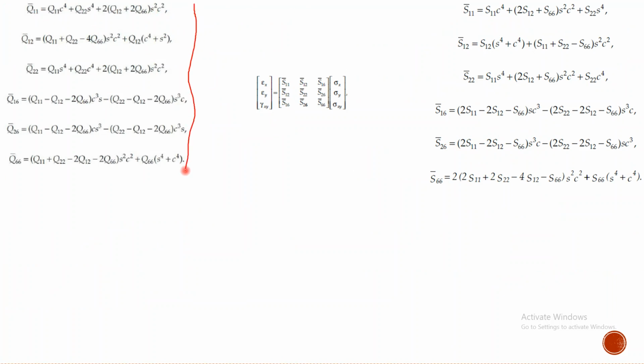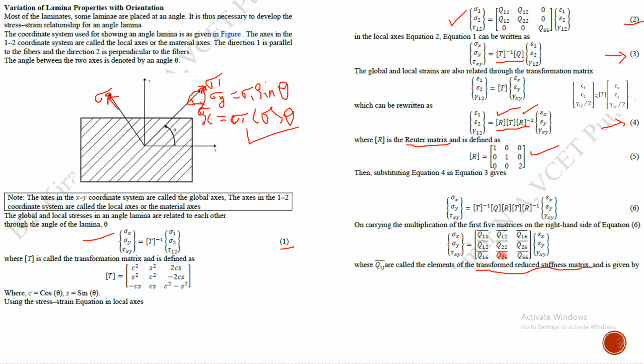bar, which is usually called the transformed reduced stiffness matrix, and is given in this format. It is in terms of Q11, Q12, Q66, and all terms are there from the reduced stiffness matrix. In addition to that, we have C and S. What is C and S? It is nothing but cos theta and sin theta. So this is the final equation that we obtained from this derivation.